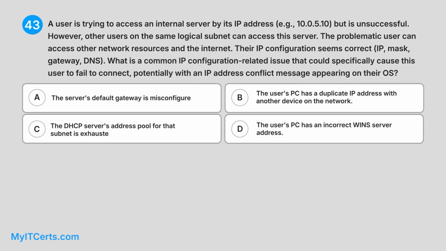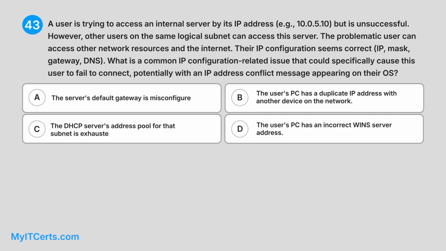43. A user is trying to access an internal server by its IP address, for example 10.0.5.10, but is unsuccessful. However, other users on the same logical subnet can access this server. The problematic user can access other network resources and the Internet. Their IP configuration seems correct: IP, mask, gateway, DNS. What is a common IP configuration-related issue that could specifically cause this user to fail to connect, potentially with an IP address conflict message appearing on their OS?